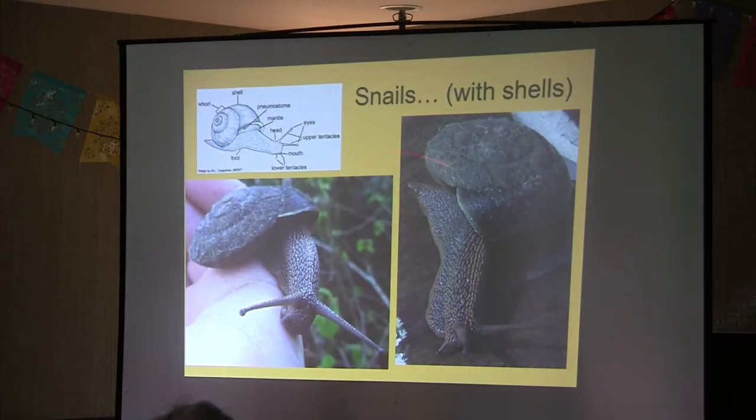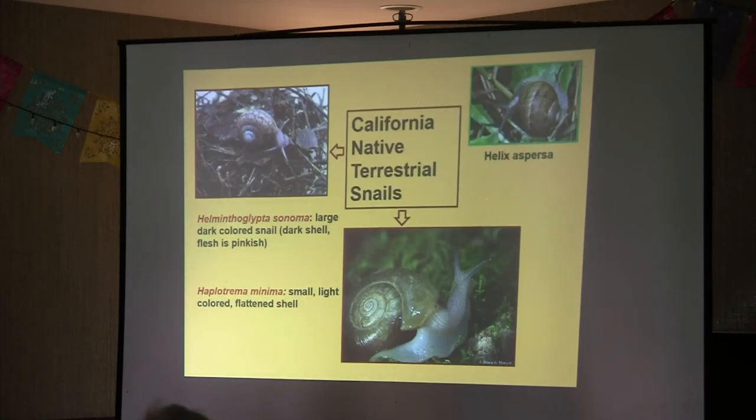And here's just one of our native snails with its shell. They're just beautiful. A lot of times when you find them, they're much more flattened. And one of the ones that's more common has that beautiful reddish body. This you definitely find at Bouverie. Who can pronounce it? Helminthoglypta sequoicola and Haplotrema minimum.